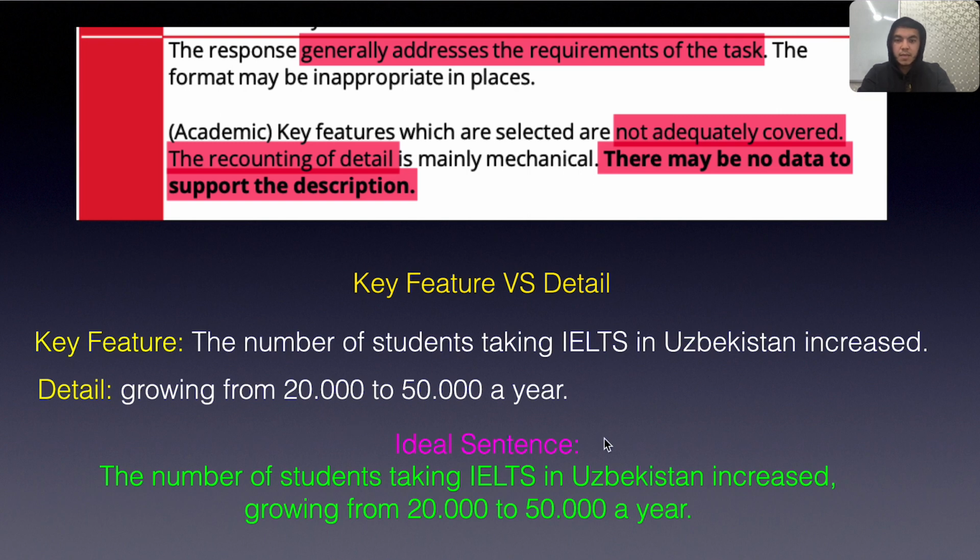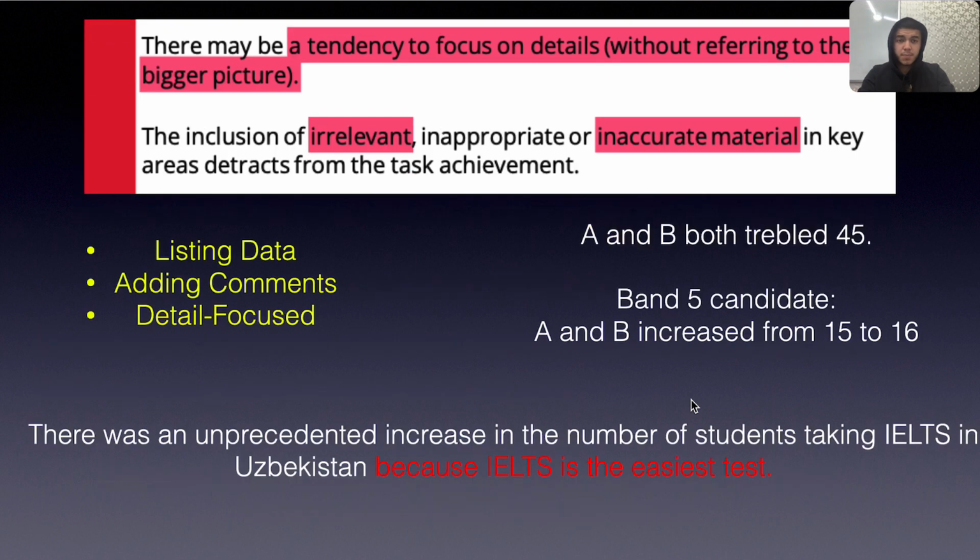So the ideal sentence here would be: the number of students taking IELTS in Uzbekistan increased, growing from 20,000 to 50,000. We have the description, which is this, and we have the data, which is growing from 20,000 to 50,000 a year. So yeah, this is basically what you need to do. I hope you understand. We're moving to the next slide. And another problem, there may be a tendency to focus on details without referring to the big picture.